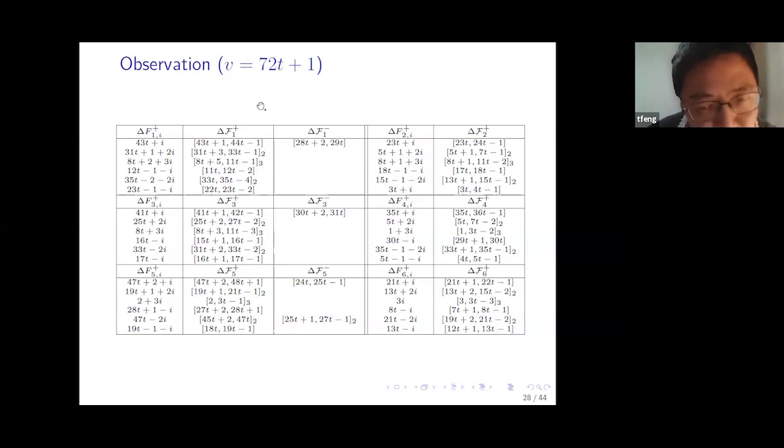And when we consider 72t plus 13, we can see what problem will happen. First, in this page, we can see when the difference is 43 times t plus i, this number is bigger than half of v.